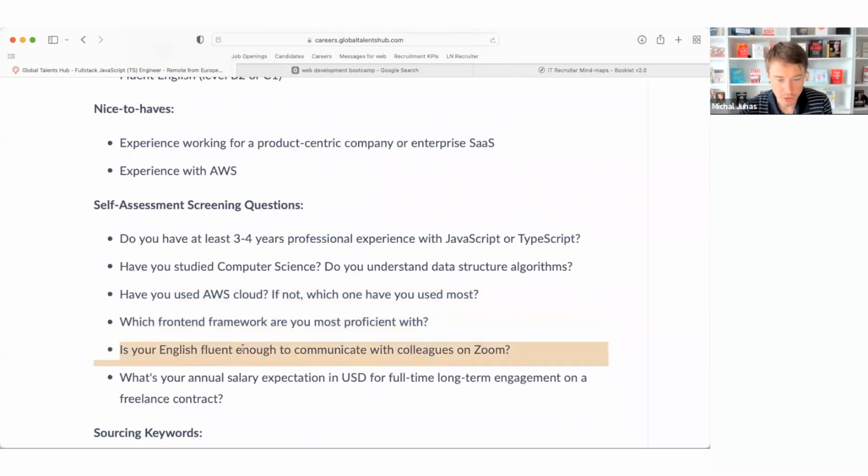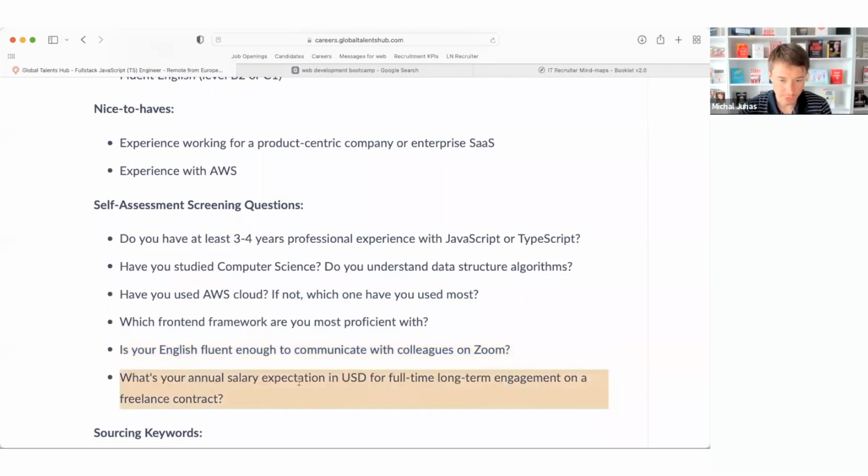Is your English fluent enough to communicate with colleagues on Zoom? It's a San Francisco-based startup. The co-founders are based in the United States, so they are looking for someone who is fluent in English. What's your current salary expectation? This is actually a question when people submit a form or we send these questions to them.